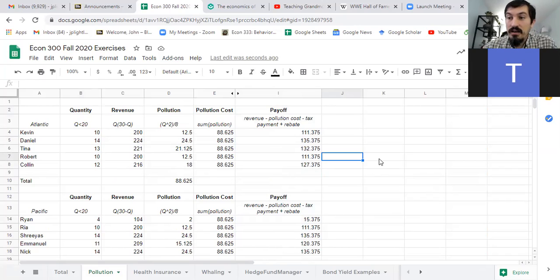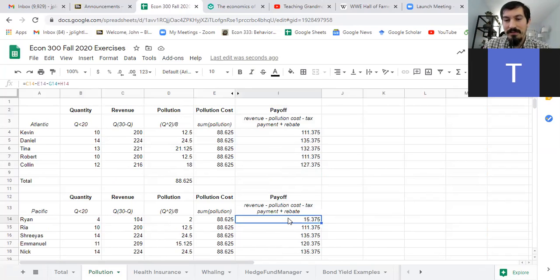Okay, the good news is everyone made money. They made a profit. The revenue generated was always greater than your pollution cost, and that was not guaranteed. If everyone produced a really high quantity, you would pollute so much that you would all lose money. So congratulations for not letting that happen.